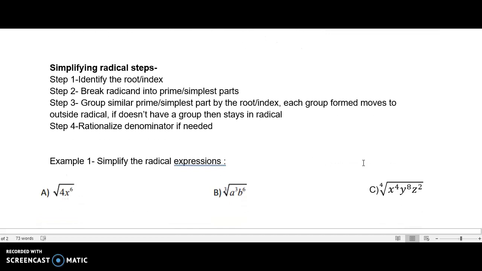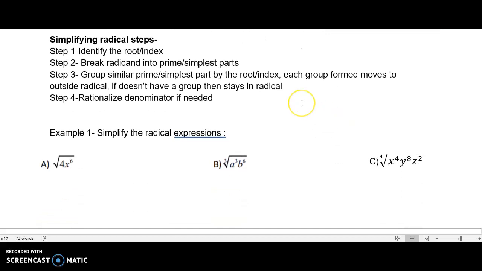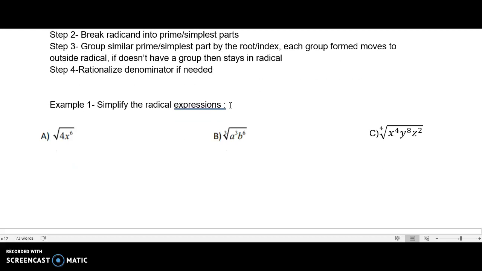So to simplify radicals, we're going to identify the root or the index, break it into primes, maybe using a factor tree if you need to, and group them. Each group moves to the outside of the radical, and if it doesn't have a group, then it has to stay in the radical. And step 4 is to rationalize the denominator.